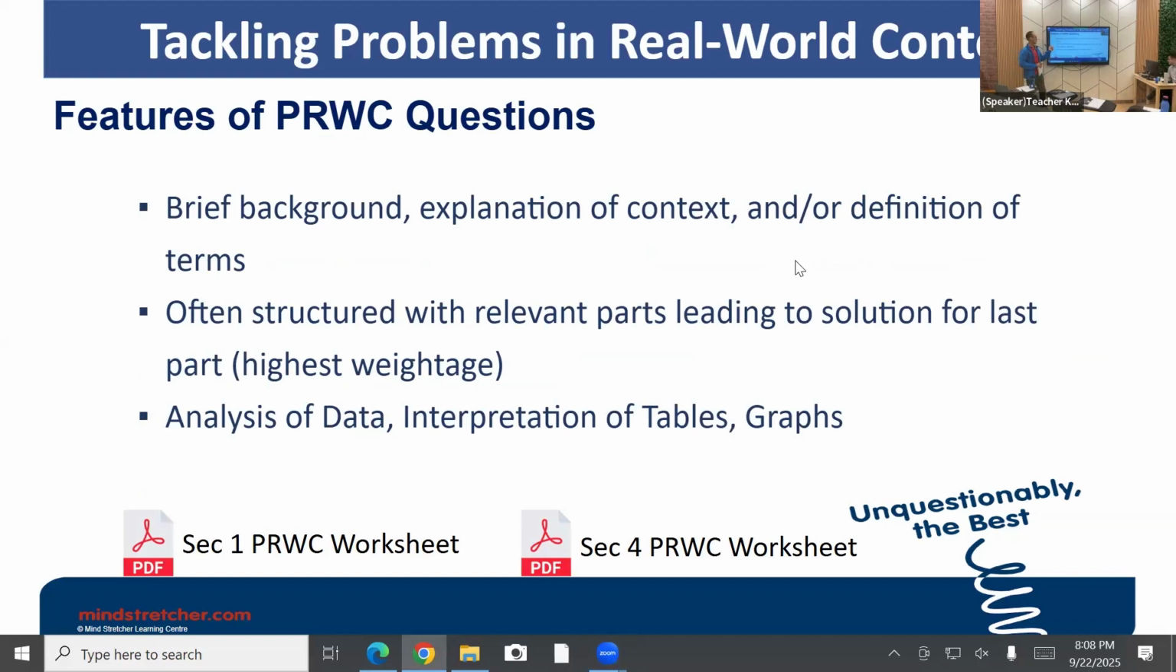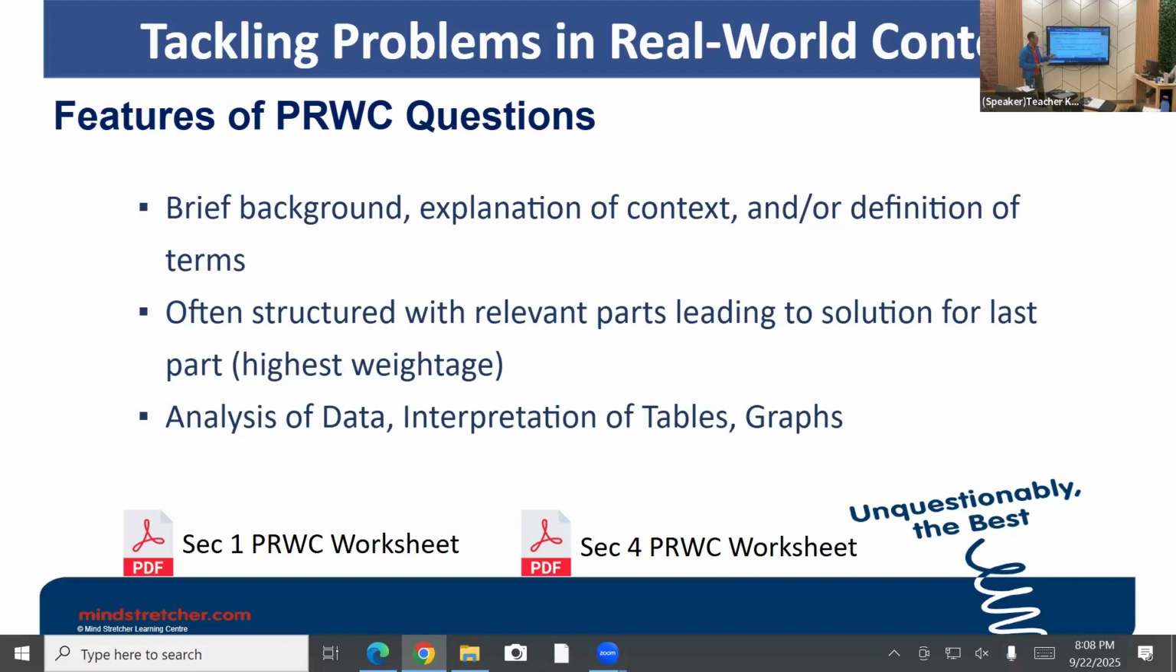And then another thing is that these are often structured with relevant parts leading to a solution in the last part, right? So usually it's part A, followed by part B, where you need to use the answer from part A to bring to part B, then followed by part C. And usually the last part is the heaviest, with the heaviest weightage, right?